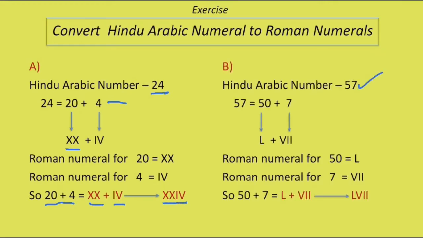In this example, we have taken 57. Write it in expanded form as 50 plus 7. Now write the Roman numeral for 50 as L and the Roman numeral for 7 is VII. Now add 50 plus 7, that means L plus VII. You will get LVII.